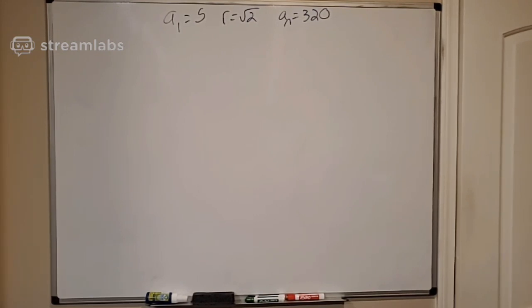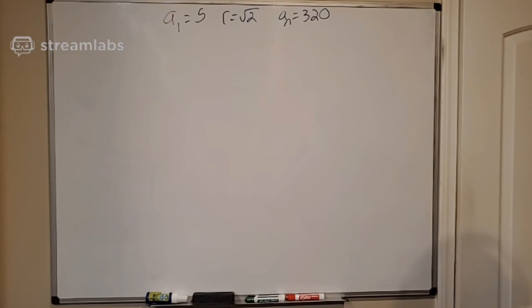So in this question that they've posed to us, they tell us our first term is 5, our ratio is square root of 2, and then our a sub n is 320. And they want to know how many times do I need to multiply by the square root of 2 in order to get to 320. So pretty straightforward. We get to use our formula.